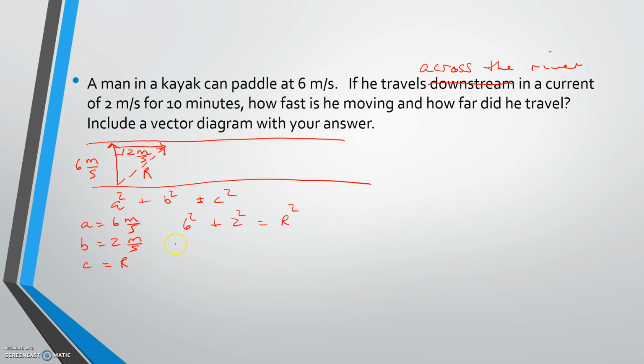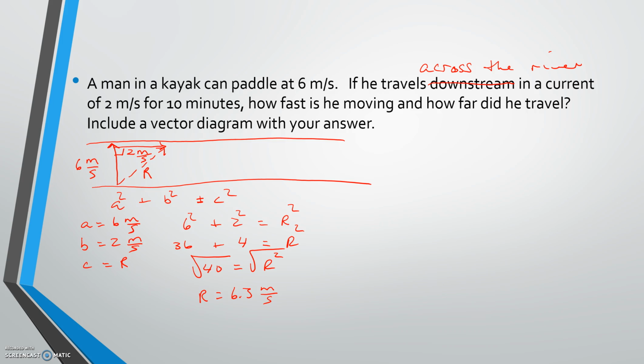6 squared is 36. 2 squared is 4, and that'll all equal R squared. 36 plus 4 equals 40. That gives us R squared. If we take the square root of both sides, that'll give us R. So R is going to equal 6.3 meters per second. And this time it's at an angle going downstream.